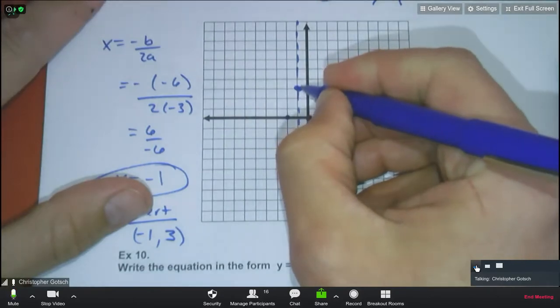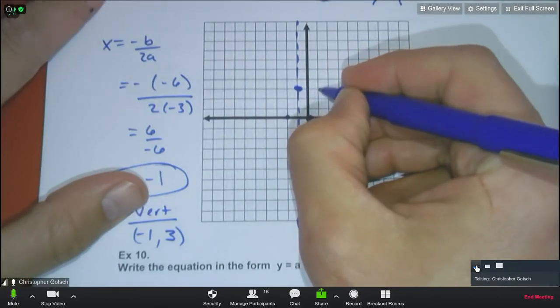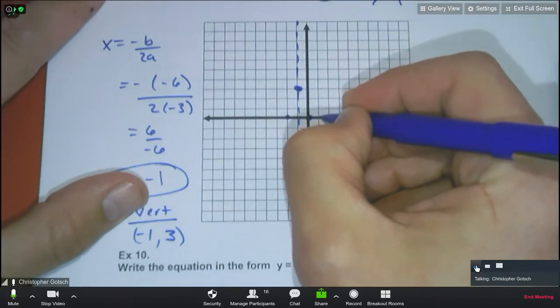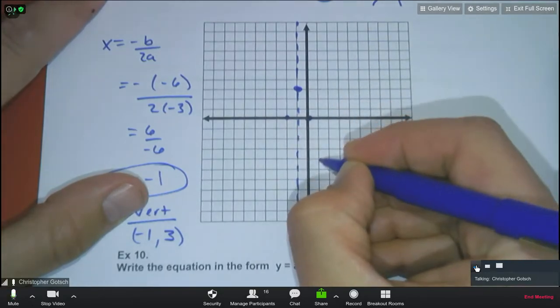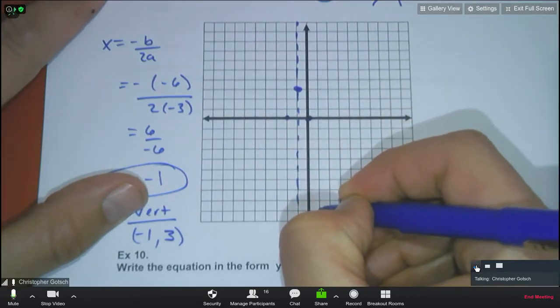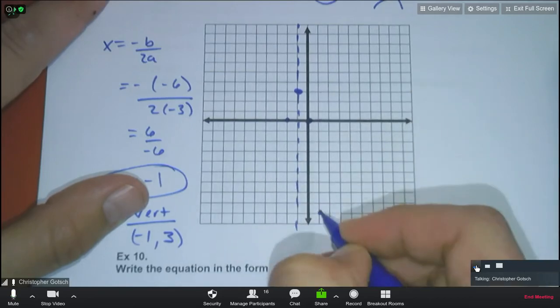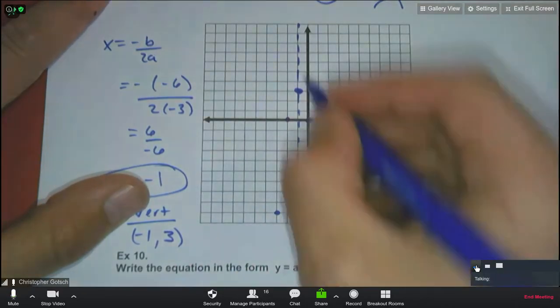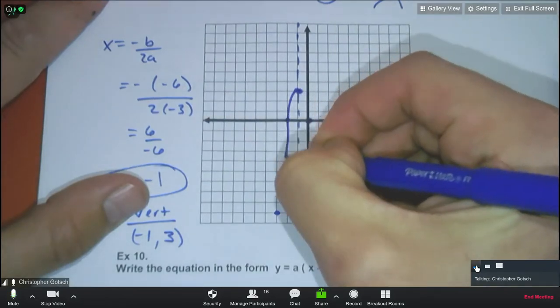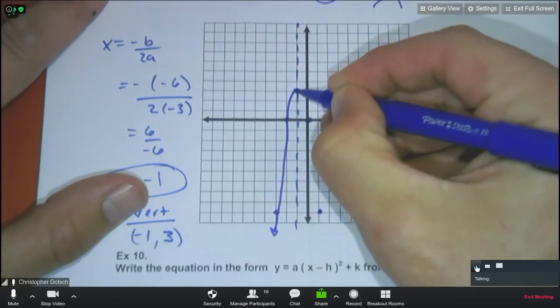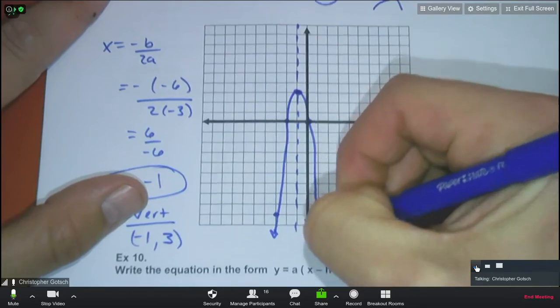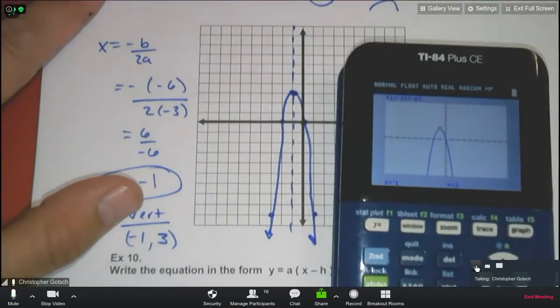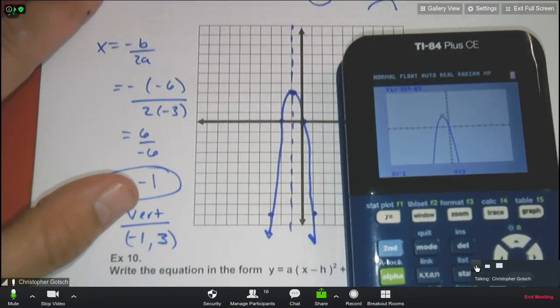4 times 3, it's getting stretched. So 4 times 3 is 12. So I'm going to go over 2 down 12. 1, 2, 3, 4, 5, 6, 7, 8, 9, 10, 11, 12. Right there, and it's symmetric. And then I've got a nice graph. There's my parabola.